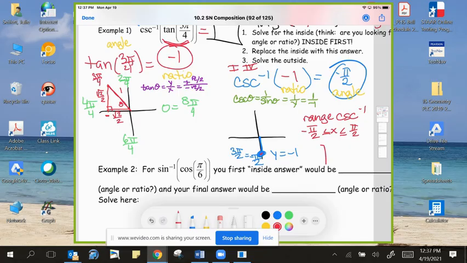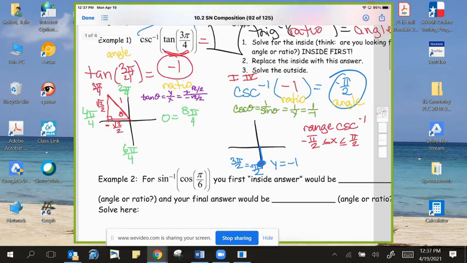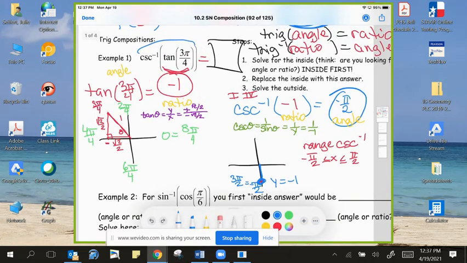Our final answer here is that angle we found, negative pi over 2. This is the final answer. Do one step at a time. Questions on this one?